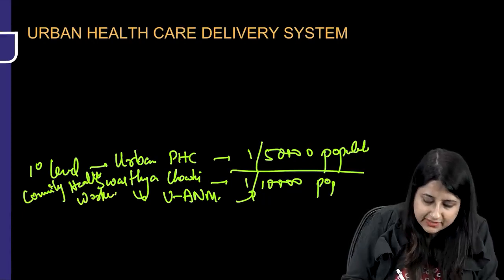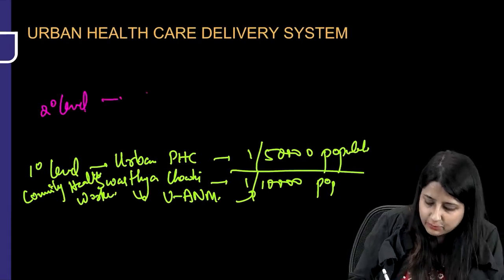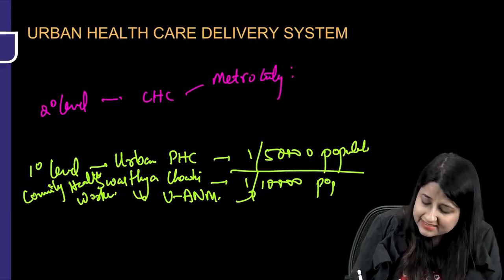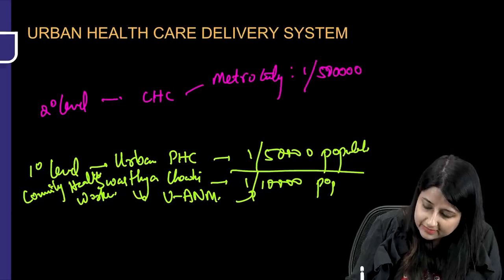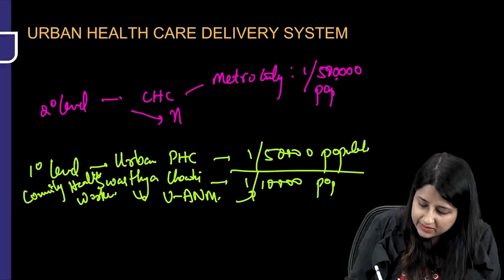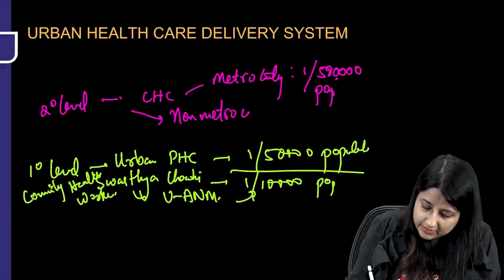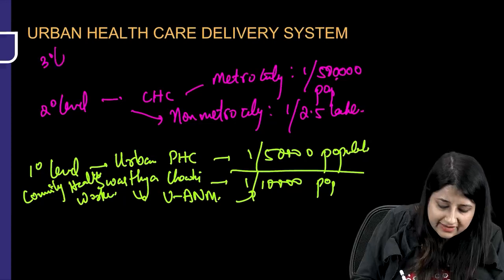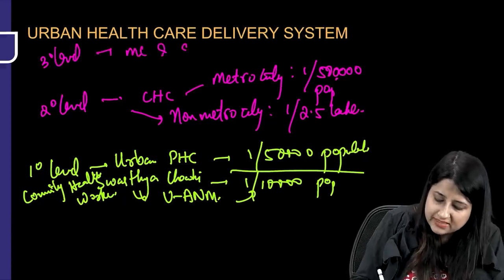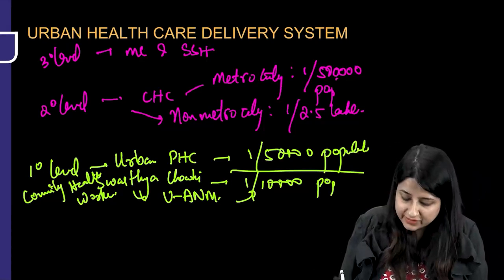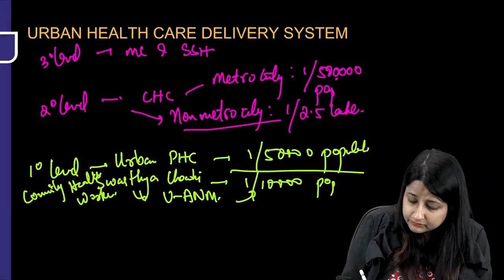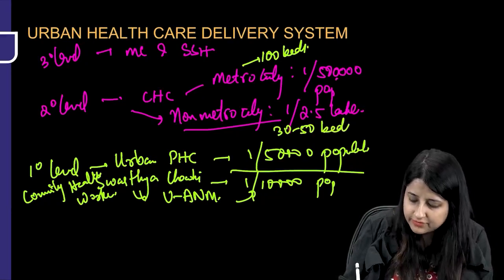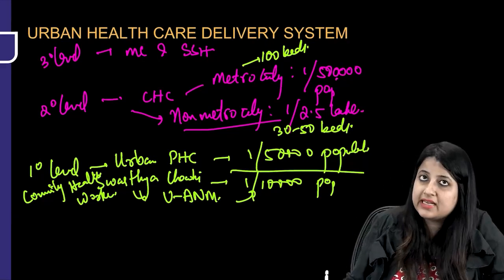Okay. Next important thing is secondary level. In secondary level, the population norm for CHC is very important. For a metro city, one CHC is present per 5 lakh population, and for a non-metro city it is present for just half of this, that is 1 per 2.5 lakh population. Tertiary level, you don't have to worry, it is medical colleges and super speciality hospitals, but they can definitely ask you the beds. So remember, metro city up to 100 beds, non-metro cities 30 to 50 beds. That is important for the urban healthcare delivery system.